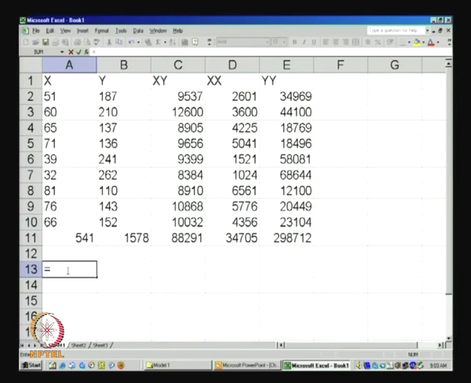So what we have to do here is put it like this: 9 into 88291, minus then 541. Okay, what do you have to do?